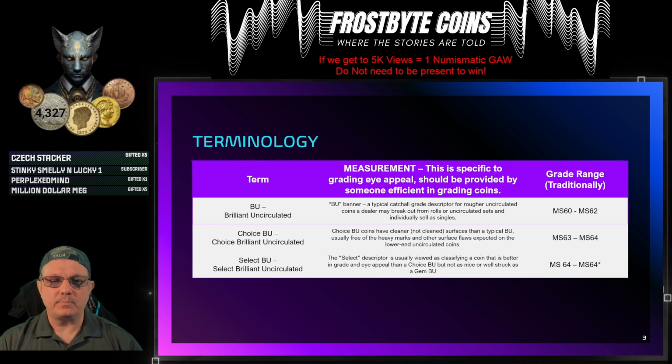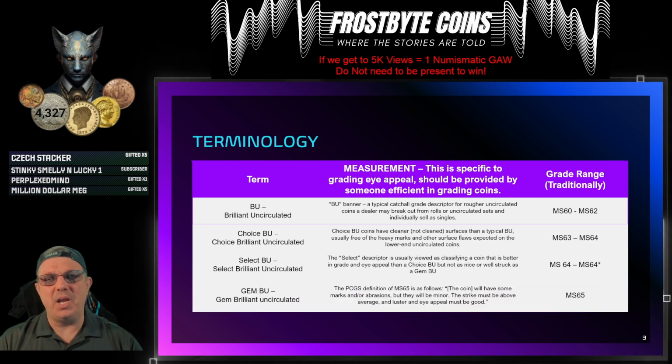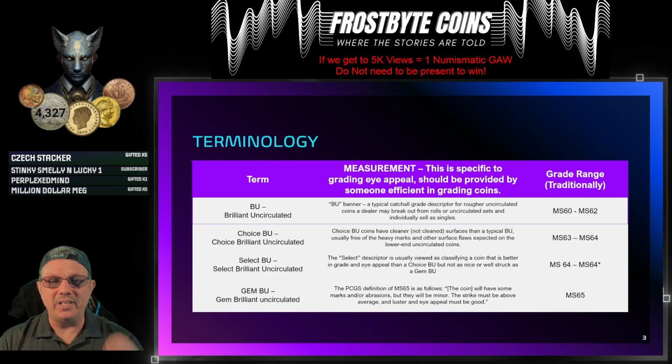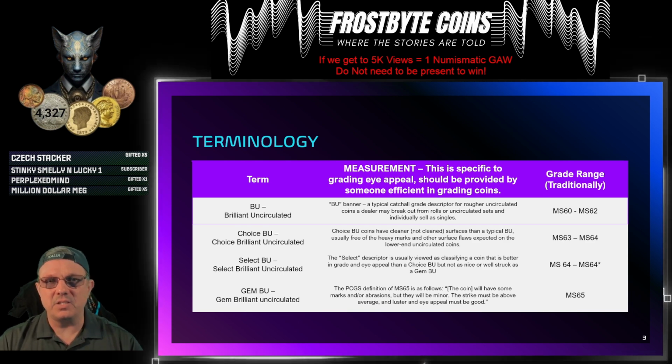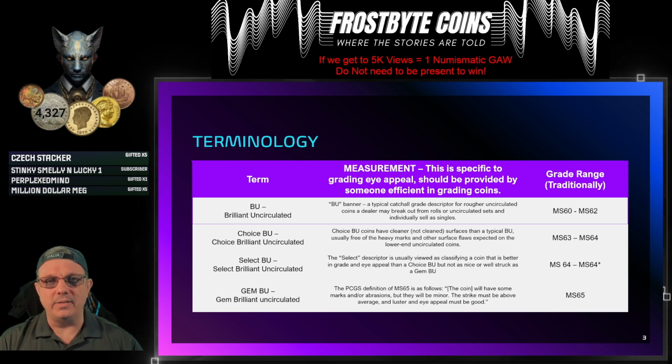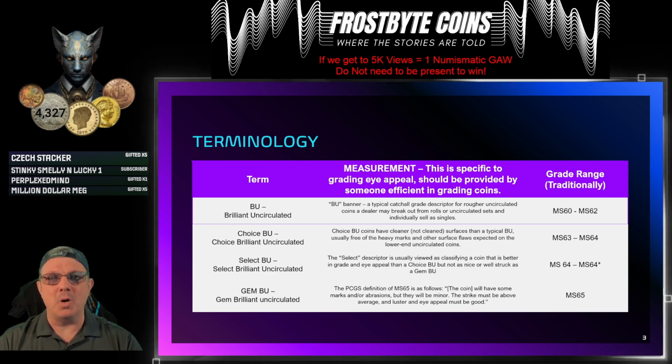Next in the list is GEM BU, and I know you guys have heard this one. GEM BU, Brilliant Uncirculated. This is the landmark MS65. So when you talk about circulating grades, this is the one that really starts to lead into that old adage, if you're going to collect a coin, collect 65 or better, right? This is kind of that landmark grade.